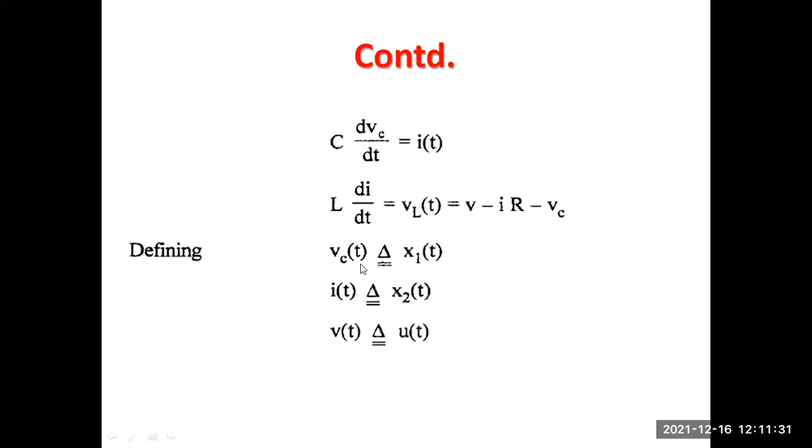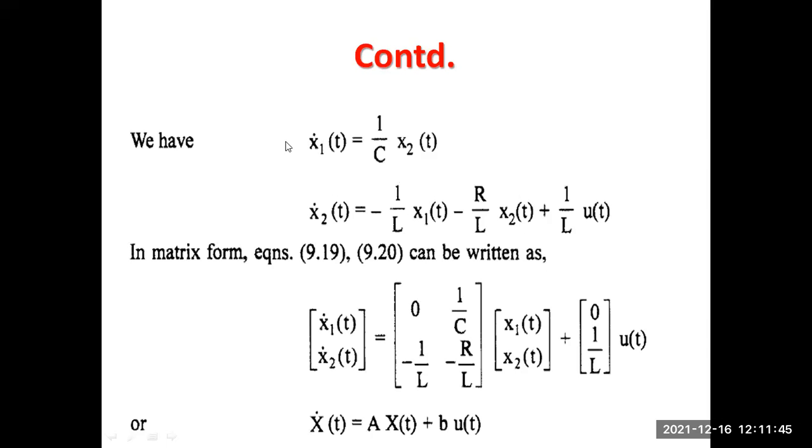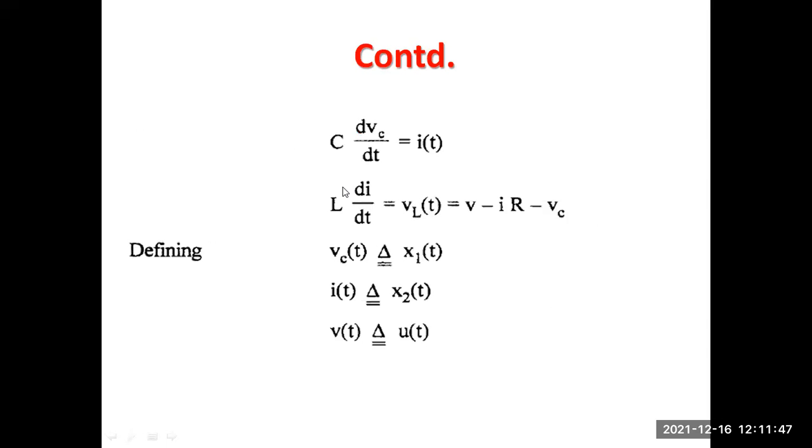Voltage across the capacitor is one state variable, that is x1(t), and current through the inductor is another state variable, that is x2(t), and v(t) is your input. So these are the two state variables, and this is your input. Now for x1 dot(t), Vc is this one, so this is your x1 dot.